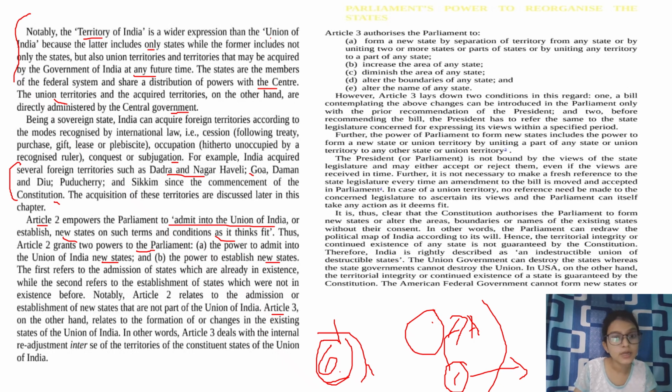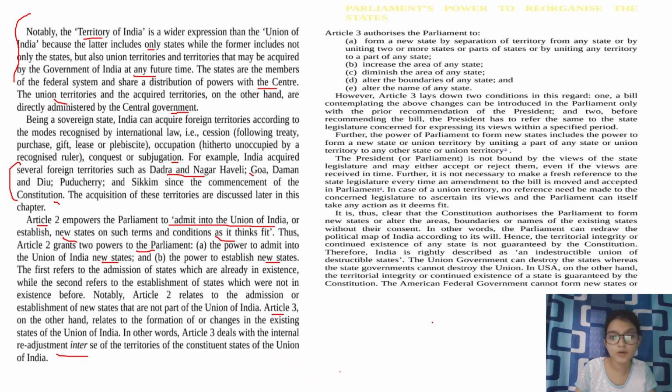Article 3 on the other hand relates to the formation of or changes in the existing states of the Union of India. In other words, Article 3 deals with the internal readjustment inter se of the territories of the constituent states of the Union of India. So let's understand this in the simplest manner possible. So Article 3 talks about readjustment. For example, this is our India. Let's take it as a house. So these are some of the states or some of the rooms. So by Article 3, it states that you can do readjustment.